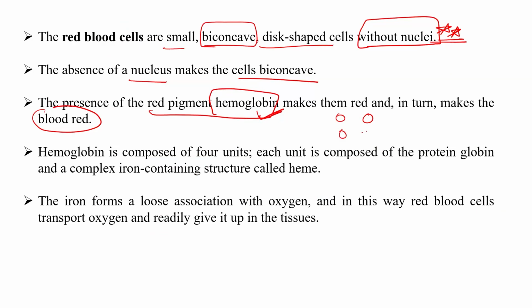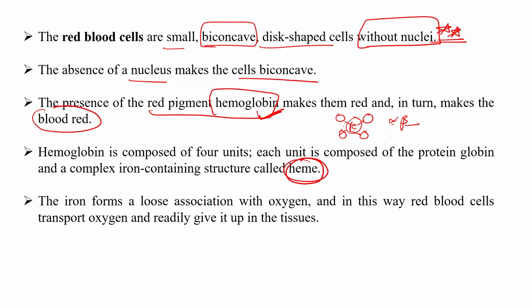It has 4 units of alpha and beta globin. Each unit is composed of the protein globin and a complex with iron. Therefore, iron is very important for us because it forms an iron-containing structure called the heme, which is a major composition of the hemoglobin.